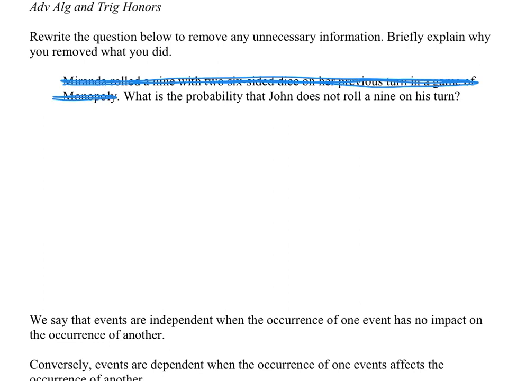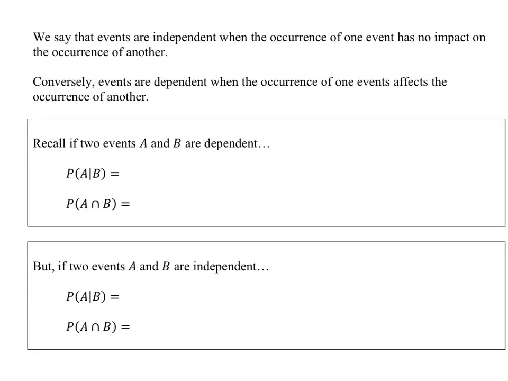What is the probability that John does not roll a 9 on his turn? We can find that out whether we know what Miranda rolled or not. I'm not going to find the probability. I just want to point out that these events are independent, so we can cross out the part that I crossed out. We say that events are independent when the occurrence of one event has no impact on the occurrence of another.